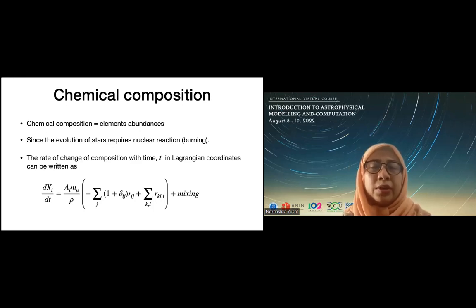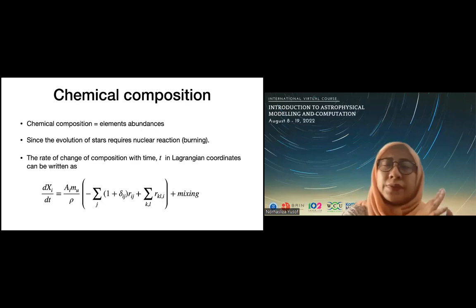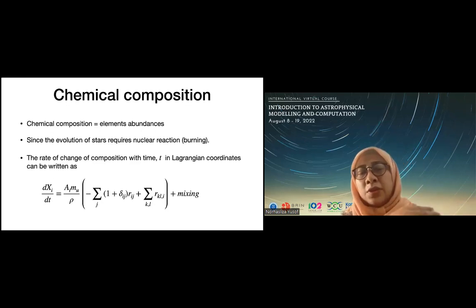So the nuclear reaction network will play an important role in determining whether your star will die early or stay longer. So you can see that for the chemical composition, this is where the rate of change with time comes into place. Here X means that we can change into hydrogen, helium, and so on. This is the rate of composition change, and it will change with time in the Lagrangian coordinate. Since everything is in Lagrangian coordinates, we have to transform the stellar structure equations into the Lagrangian coordinate.